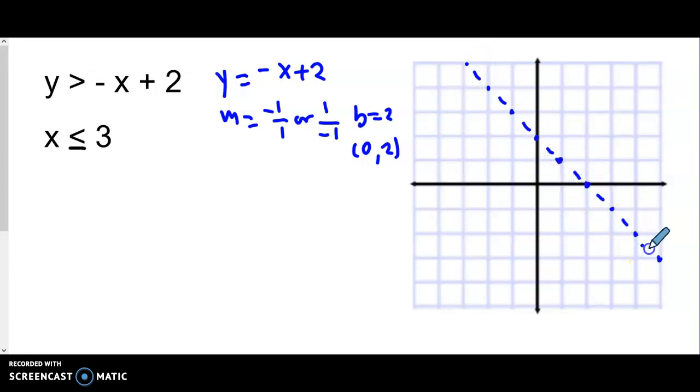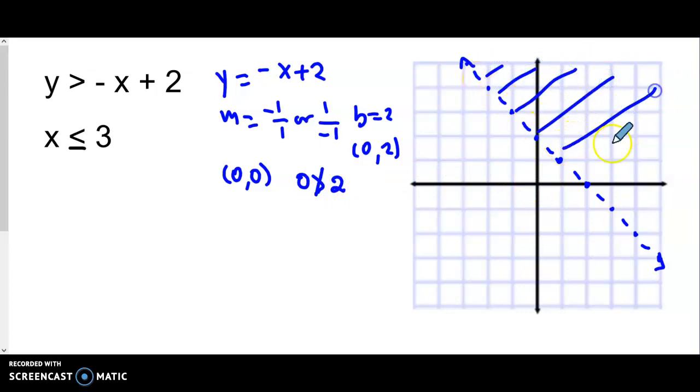I can clearly see the two half planes, and I need to shade one of them. I can test 0, 0 because the line is not passing through that. If I put 0, 0 in here, I'm getting 0 is greater than 2. False. So I tested this point and I got a no. Therefore, I need to shade the other area, the other half plane.